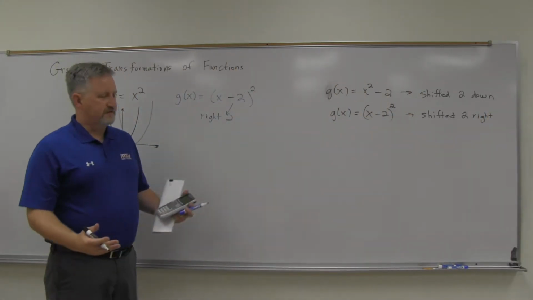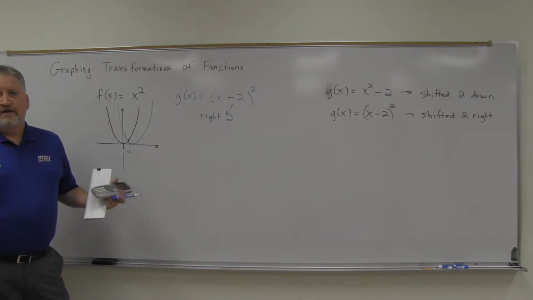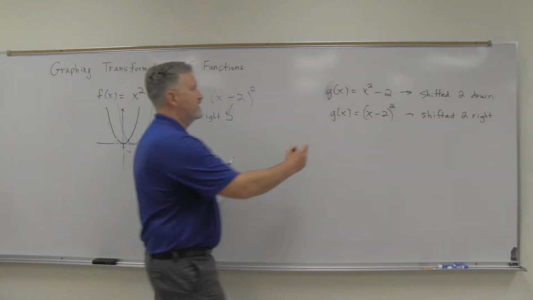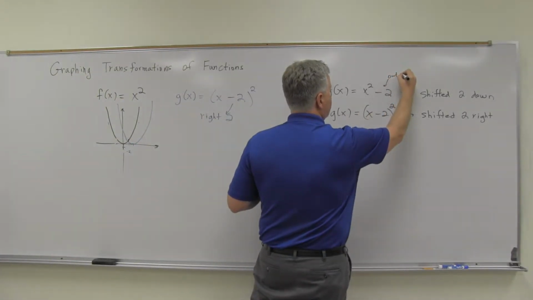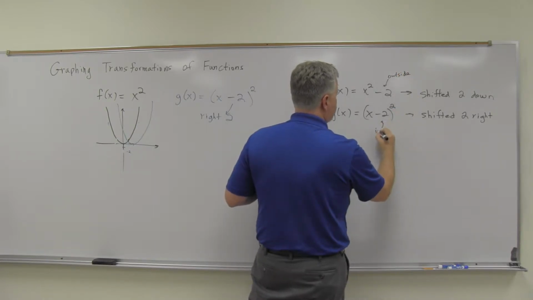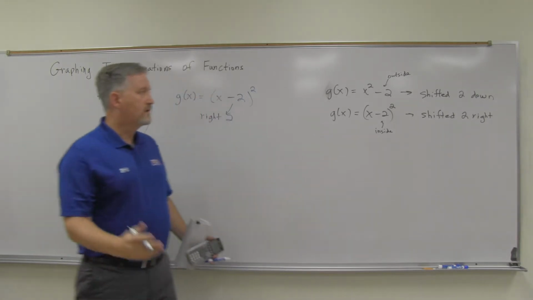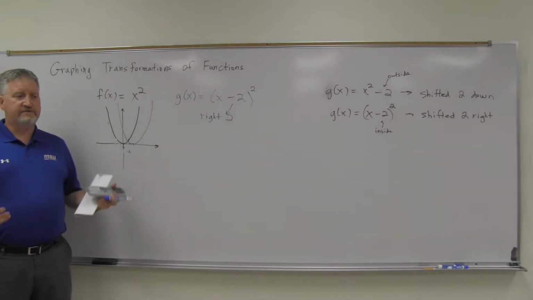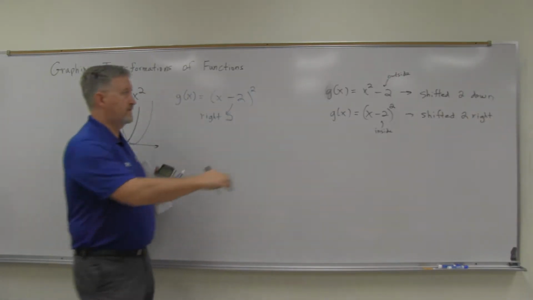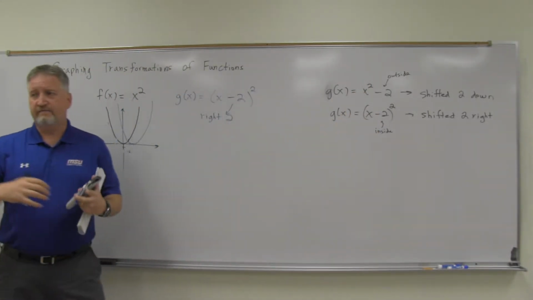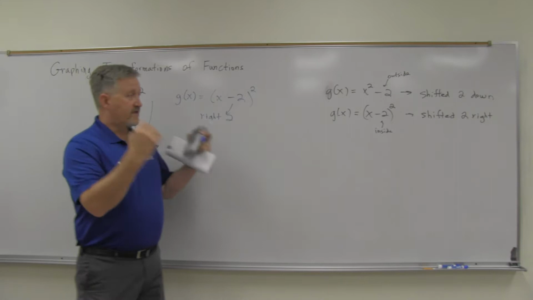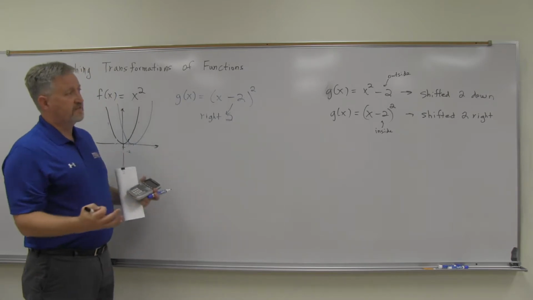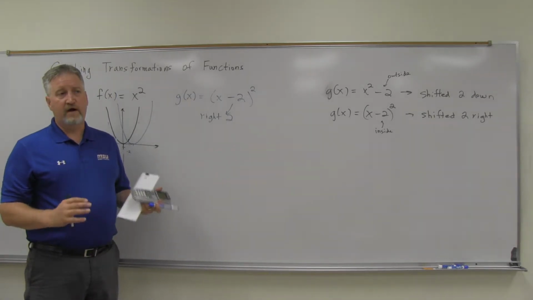So what's the difference? How can we make the distinction? The way I distinguish it is it's an inside and outside thing. Here I've got minus 2 on the outside, whereas here I've got minus 2 on the inside. That's the distinction we need to make: if I've got something added or subtracted on the outside of the function, the x squared function in this case, and it's going to work the same for other functions as well, that's going to shift my graph either up or down. And if it's something on the inside, that's going to make it go right or left.